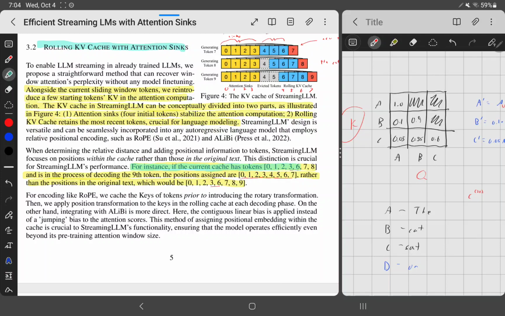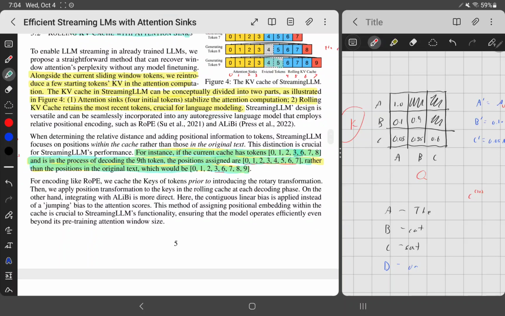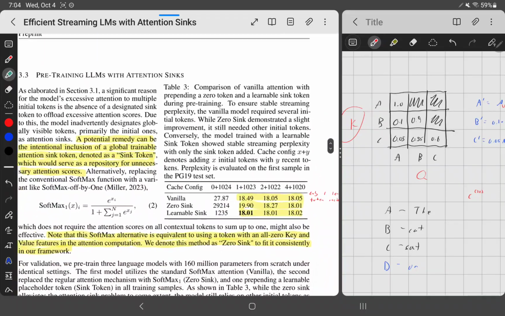They say that's an important thing here. If the current cache has tokens 0, 1, 2, 3, you skip 4 and 5 here. And in the process of decoding the 9th token, the positions are assigned 0, 1, 2, 3, 4, 5, 6, 7. So you don't skip any positional encodings, rather than the positions being the original text, which would be 0, 1, 2, 3, without 4 and 5, and then 6, 7, 8, 9. So that's an important note they make.